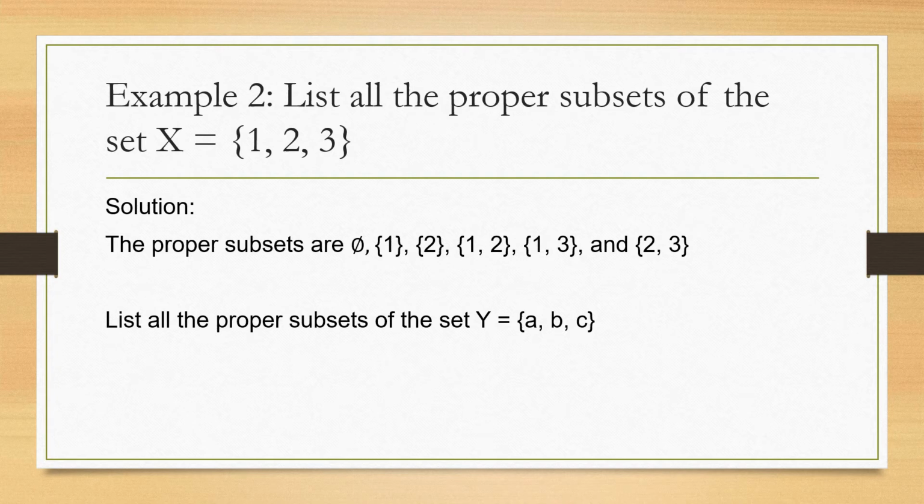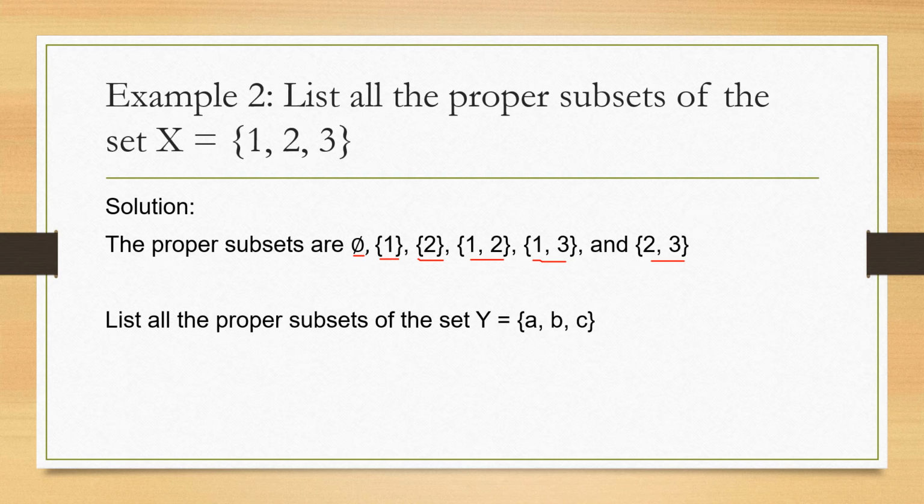Alright. Example number 2. List all the proper subsets of X = {1, 2, 3}. The proper subsets are the null set, 1, 2, 3, 1 and 2, 1 and 3, and then 2 and 3. These are the proper subsets.